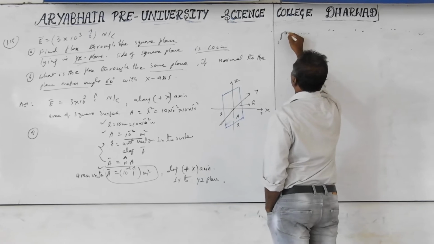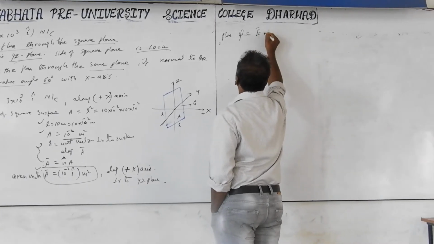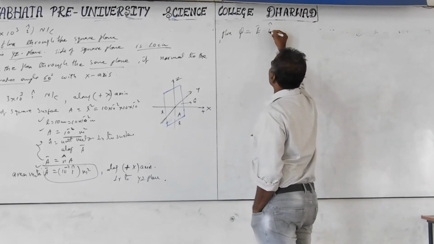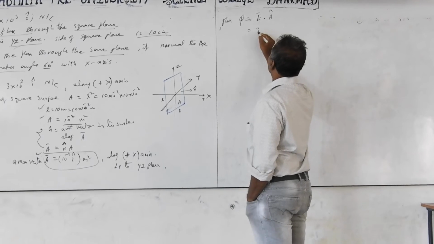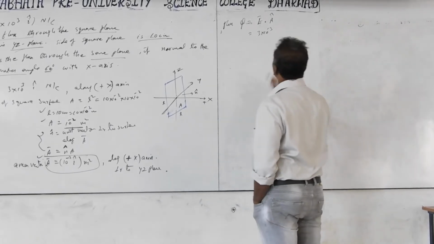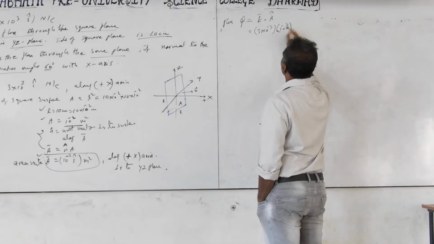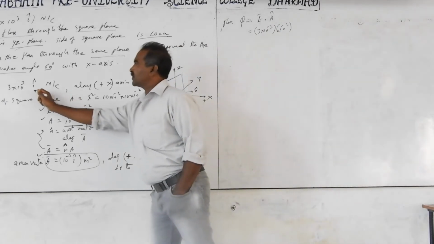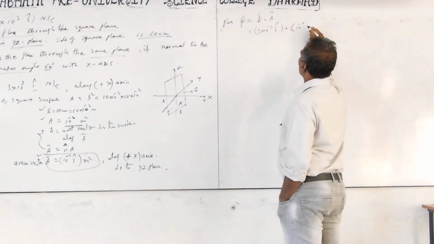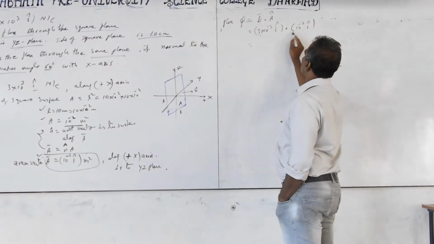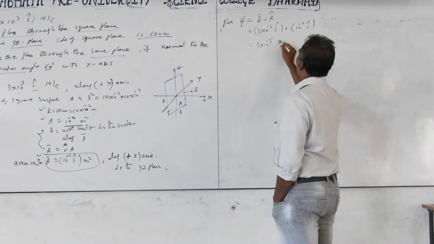Basics: electric flux phi equals E A cos theta, or in vector form we can write E dot A, where cos theta is 1 here. E is 3 into 10 to the power of 3 i cap, dot area, 10 to the power of minus 2 i cap. The dot product comes between the electric field and the area vector, that is i dot i. Then we can go for the numbers: 3 into 10 to the power of 3 into 10 to the power of minus 2 is 30 into i dot i.